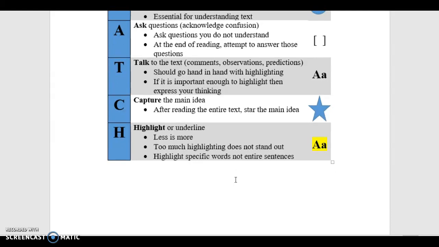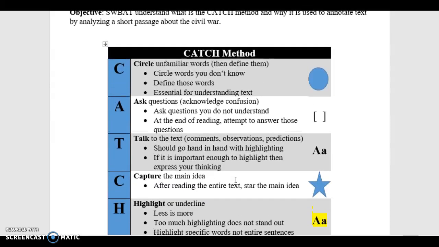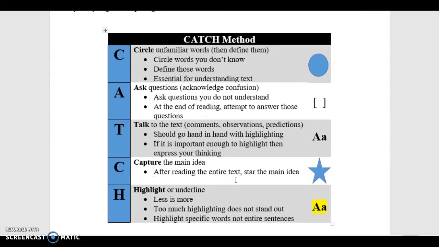A lot of students in the CATCH method tend to go a little bit more in depth with the highlight portion because they think everything's important. But in reality, less is more. Too much highlighting does not stand out and therefore does not help you. So highlight specific words, not entire sentences.